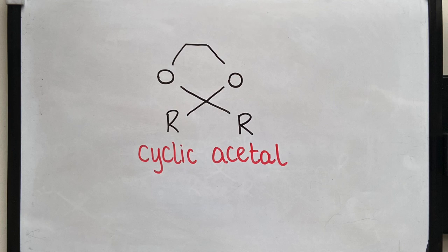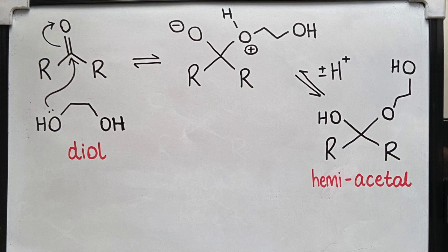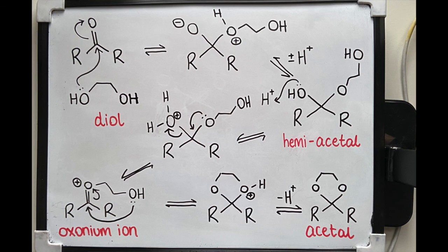This unique mechanistic pathway makes for some quite interesting reactions. For example, the synthesis of cyclic acetals. Cyclic acetals are produced using diols, which are compounds with two OH groups. In this type of reaction, we start with a carbonyl compound and produce a hemiacetal intermediate. Then, going via the oxonium ion once again, the cyclic acetal product is formed by addition of the second OH group and subsequent loss of a proton.